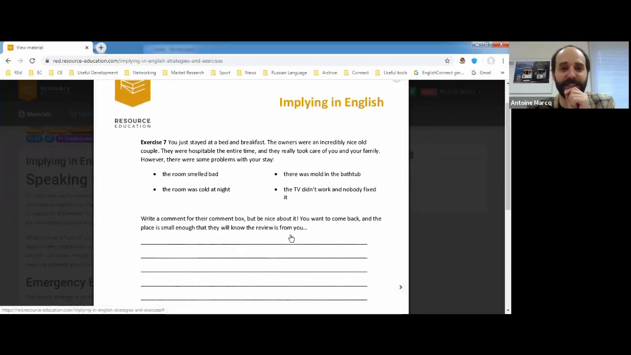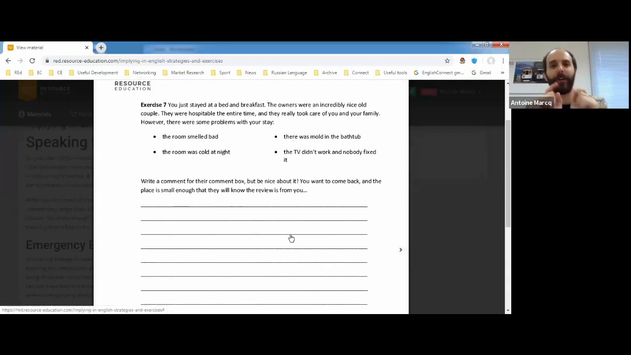a writing exercise. This is a very, very good one. Imagine this, you just stayed at a bed and breakfast. The owners were an incredibly nice old couple. They were hospitable the entire time and they really took care of you and your family. You had a lovely time thanks to them.